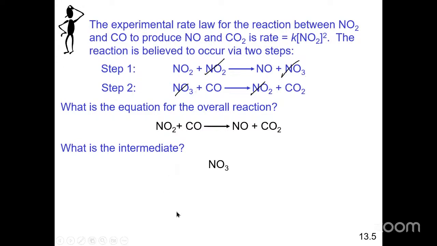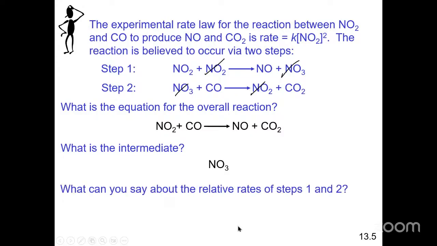Right, so NO3 would be the intermediate. The next question says, what can you say about the relative rates of step one and step two? That was a question I was about to answer earlier. In other words, based on the rate law, which step is faster or slower? Let's deal with faster. Which step is faster?